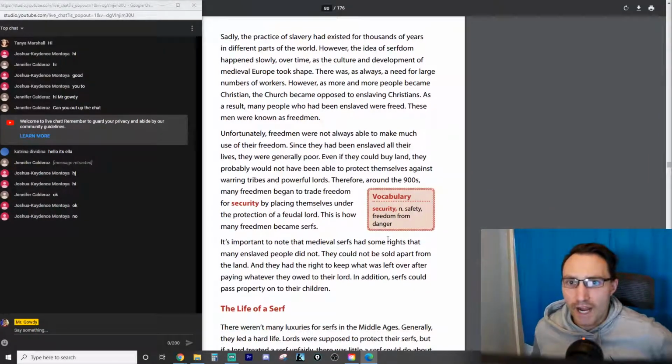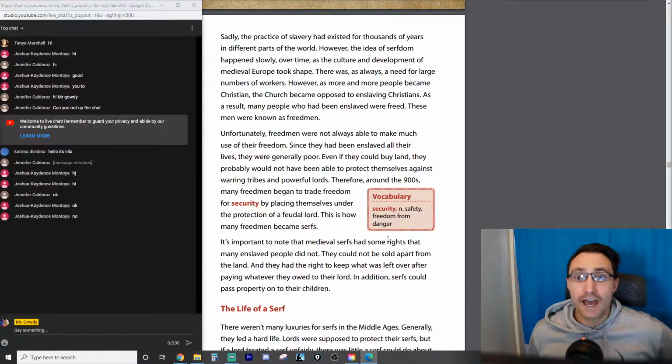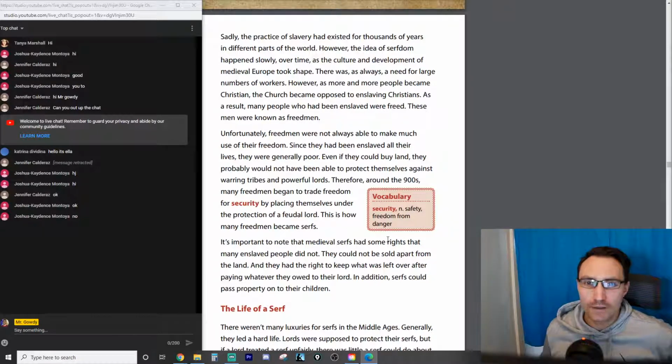So sadly, the practice of slavery had existed for thousands of years in different parts of the world. However, the idea of serfdom happened slowly over time as the culture and development of medieval Europe took place. There was, as always, a need for large numbers of workers. However, as more and more people became Christian, the church became opposed to enslaving Christians. As a result, many people who had been enslaved were freed. These men were known as freedmen.